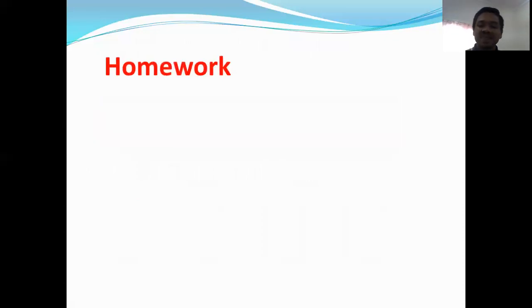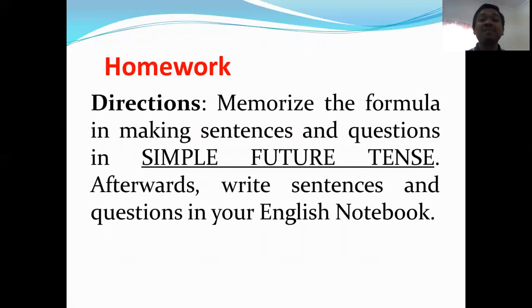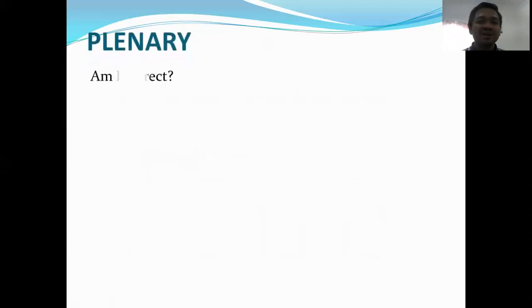All right, very good. Now, I'll give you homework. Your homework is to simply study and memorize the formula in making sentences and questions in simple future tense: negative and positive sentences, yes or no questions, and WH questions. Because afterwards, you're going to write sentences and questions in your English notebook. Okay, take note.